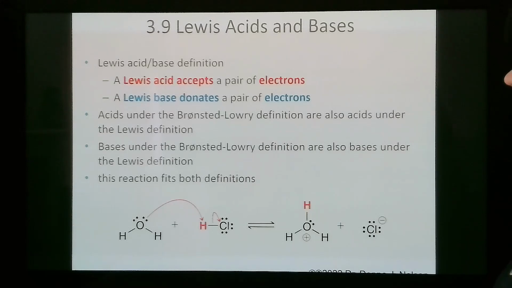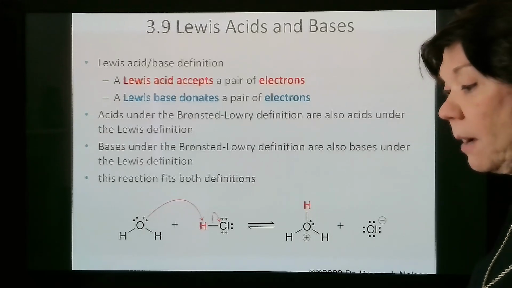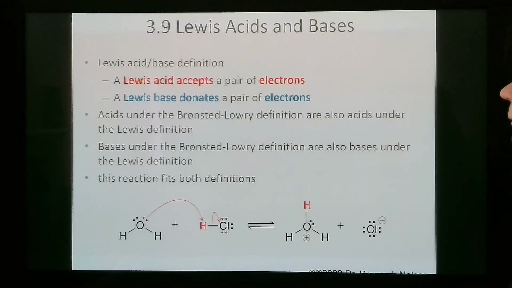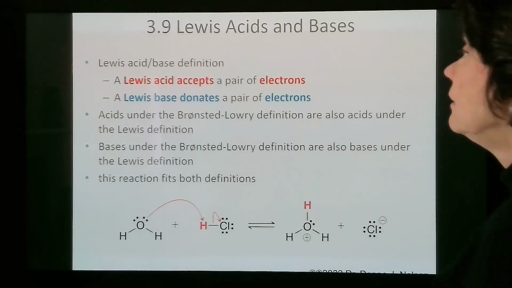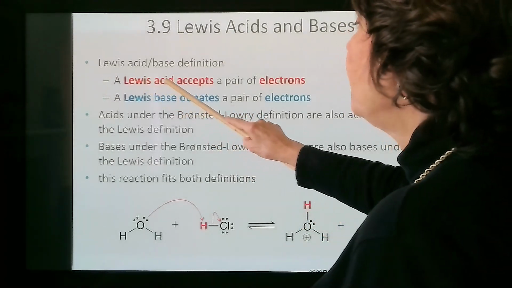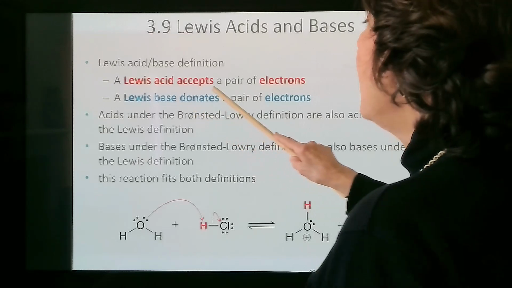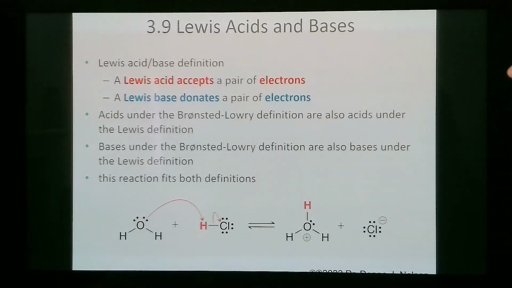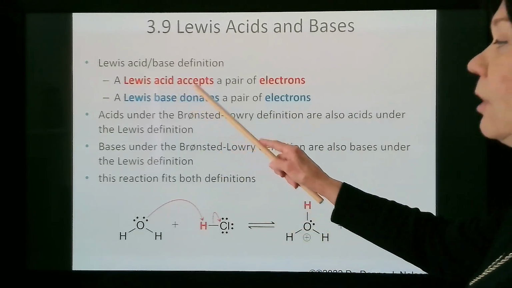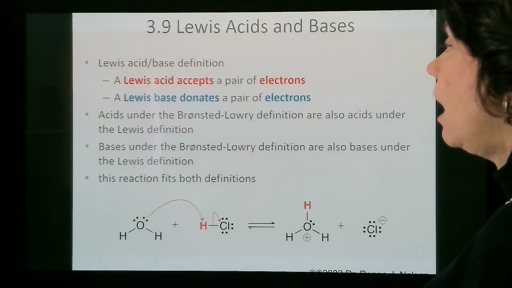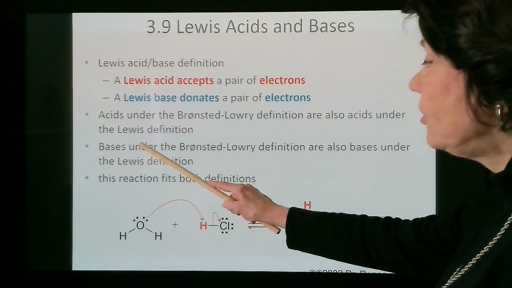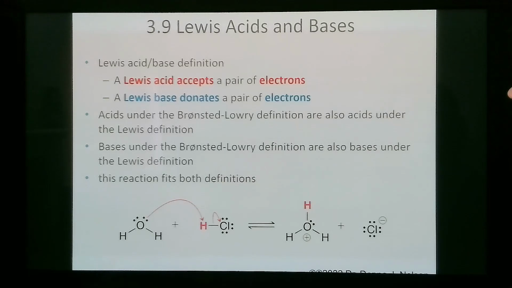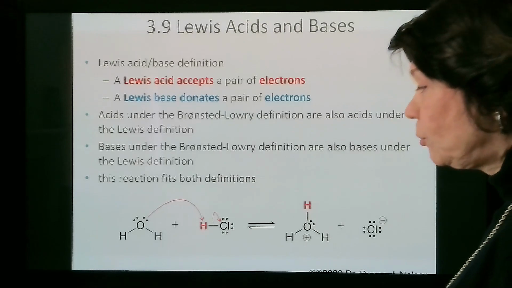So now let's look at the discussion of Lewis acids and bases. The Lewis acid accepts a pair of electrons. The Lewis base donates a pair of electrons. Acids under the Bronsted-Lowry definition are also acids under the Lewis definition, and bases under the Bronsted-Lowry definition are also bases under the Lewis definition. So this reaction fits both definitions.